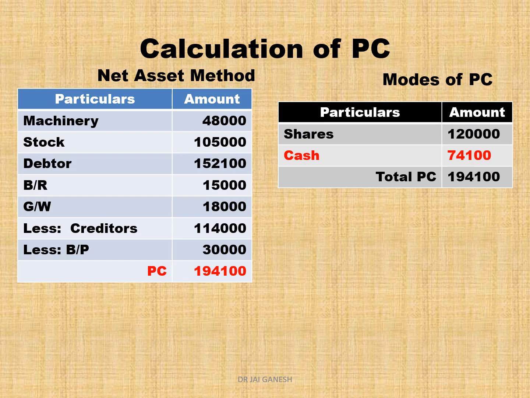Now how do you calculate PC under net asset method? Machinery taken over plus stock taken over plus debtors taken over plus BR taken over plus goodwill taken over less creditors taken over less BP taken over. So you get a PC of 1,94,100. Out of 1,94,100, 1,20,000 is paid in the form of shares. Then remaining 74,100 is paid in the form of cash.